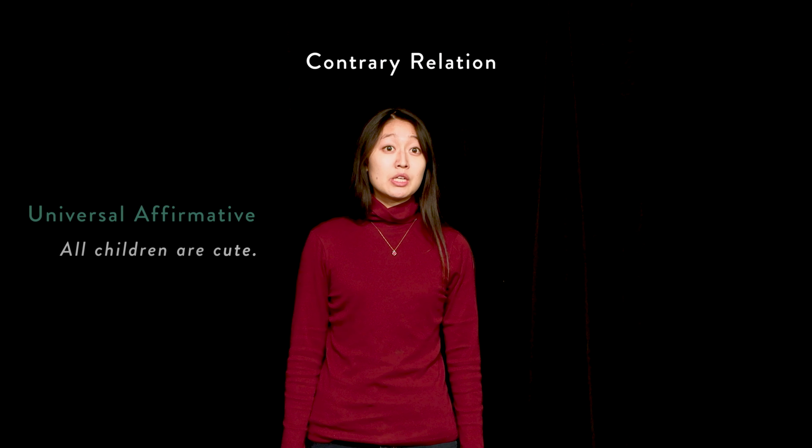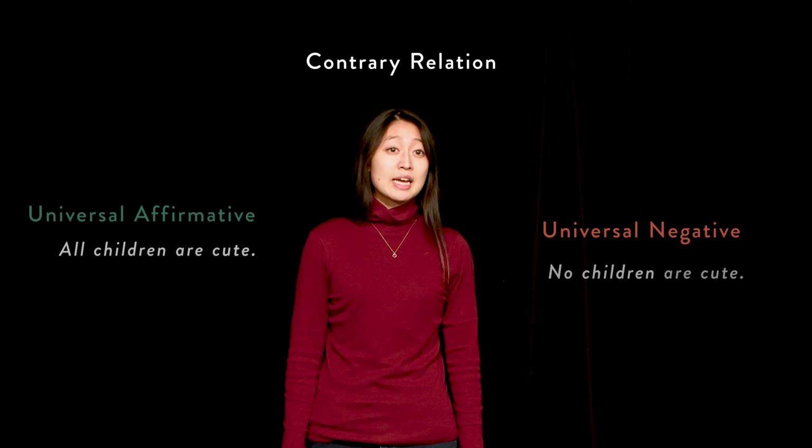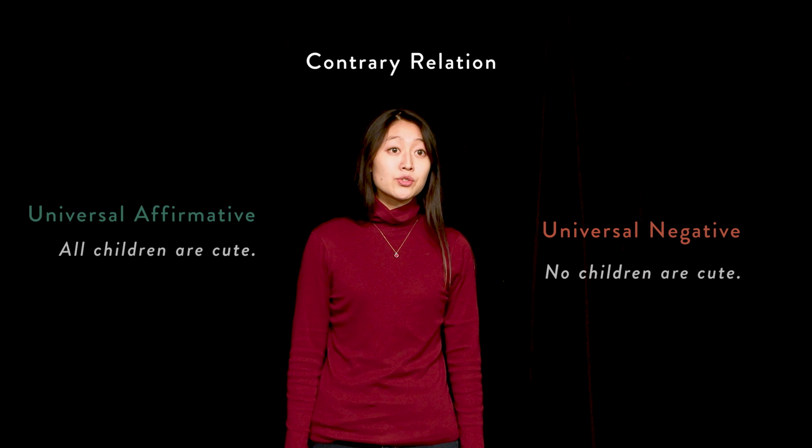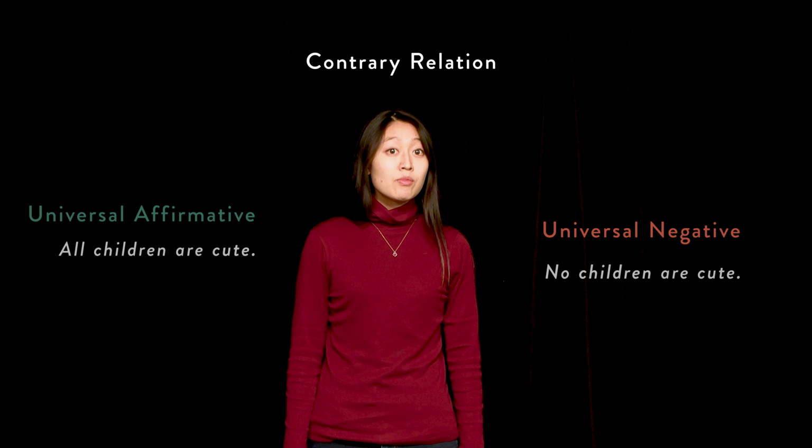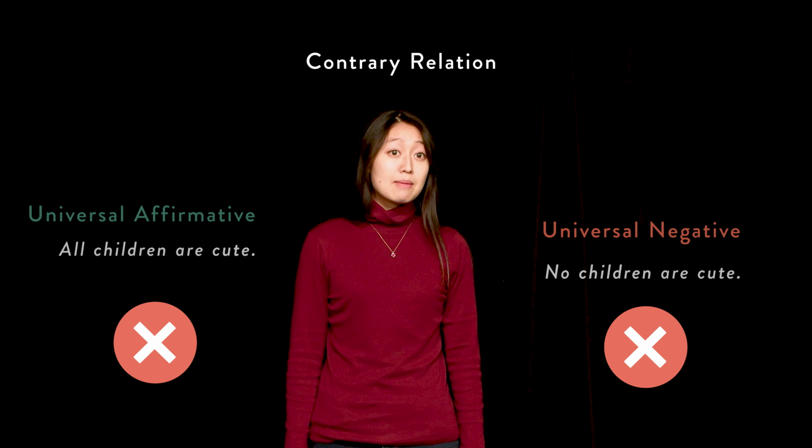Second, contrary relation. This relation exists between universal affirmative and universal negative propositions. All children are cute, UA, and no children are cute, UN, cannot both be true. That said, both propositions can be false. It may be the case that some, but not all, children are cute.